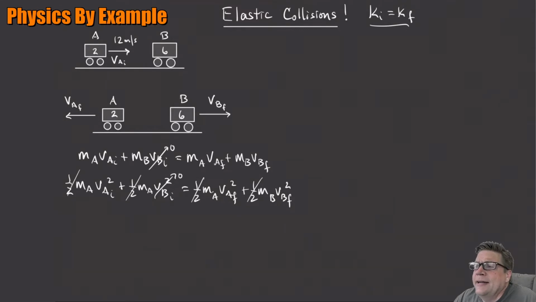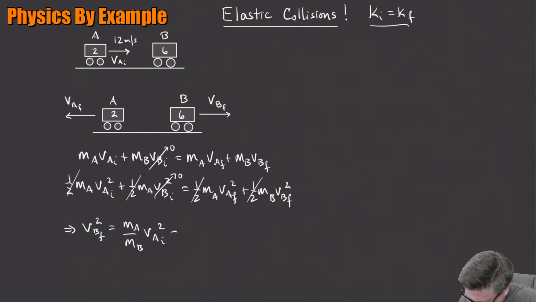Okay, so let's see what to do. How about this? What if I say that VB final squared, let me divide by MB, is going to be MA over MB times VA initial squared minus... okay, it could be that, right?